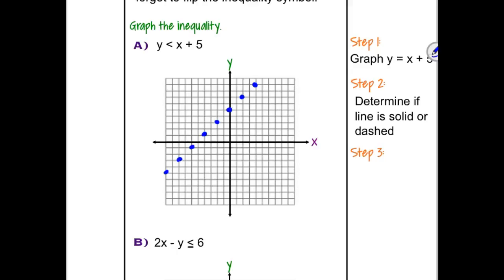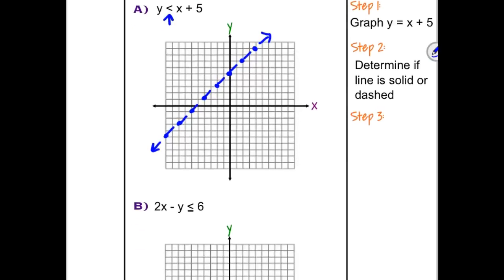So I look here, I see that I have a strictly less than, so that means that my line is going to be dashed. So I'm going to dash that out all the way across. Make sure I have my arrowheads. Now comes the shading part.